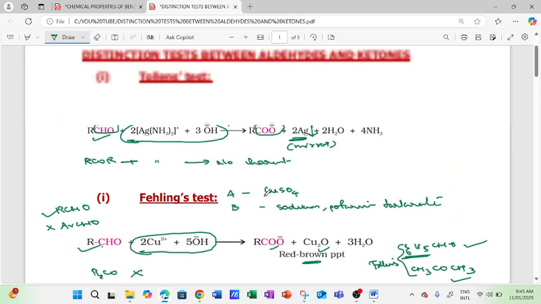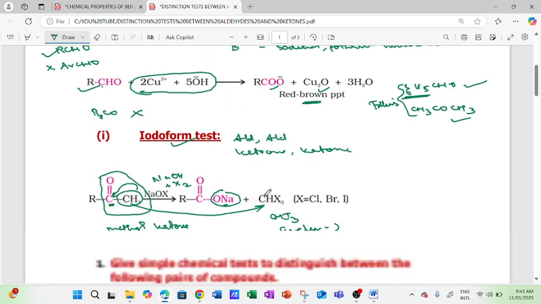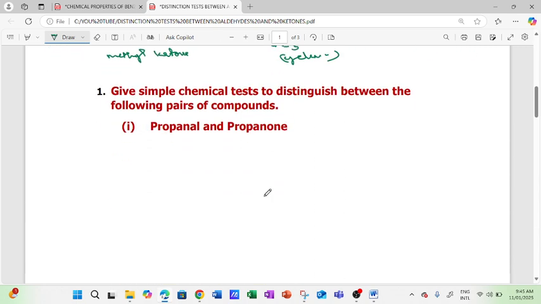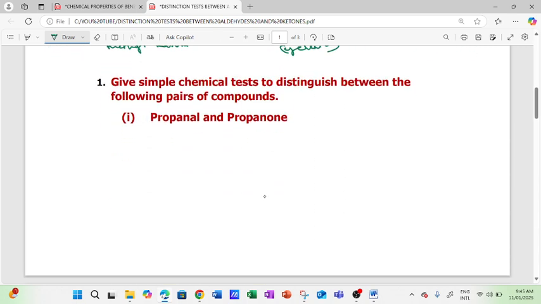So these are the important distinction tests. I'll discuss some questions to understand them better. Propanal and propanone. Propanal is an aldehyde and propanone is a ketone. So better you go for the Tollens test.